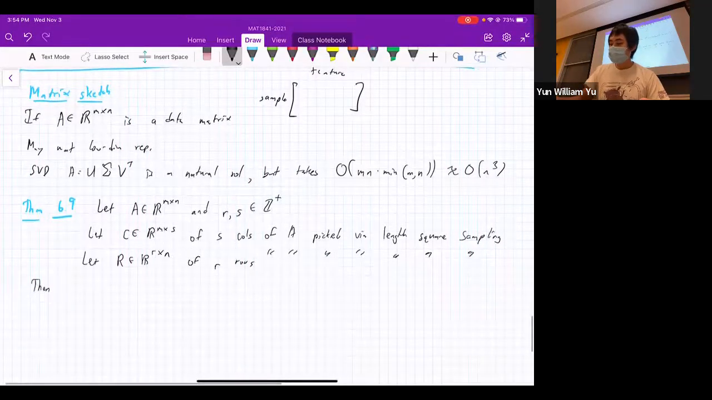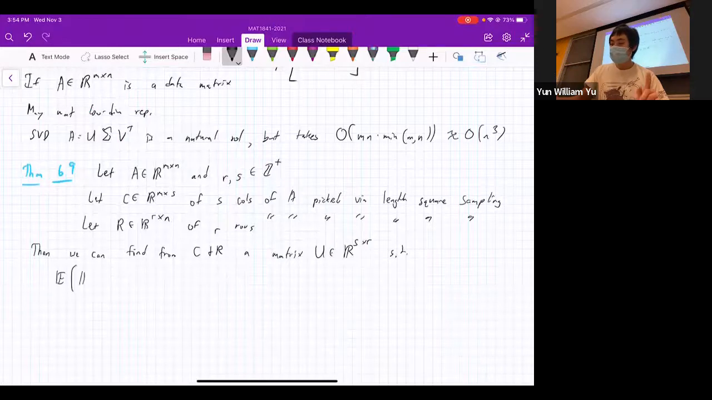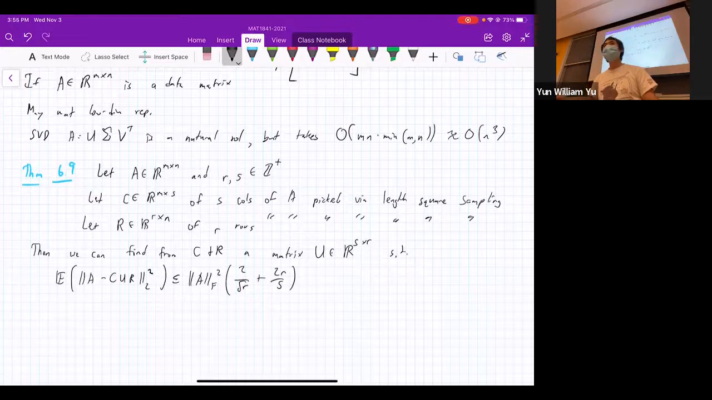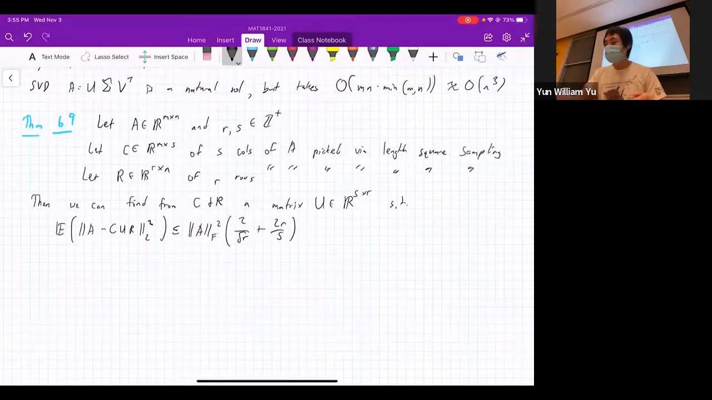Then the statement of the theorem is we can find from C and R a new matrix U, which is an S by R matrix, such that the expectation of, we're going to be using the 2 norm here, A minus CUR, the 2 norm squared, is less than or equal to the Frobenius norm of A squared times 2 over root R plus 2R over S. Okay, and yes, we're not actually going to take the time to derive all the different pieces, but the basic idea here is that we can come up with some approximation of this matrix whose 2 norm is not that different from the 2 norm of the original matrix.